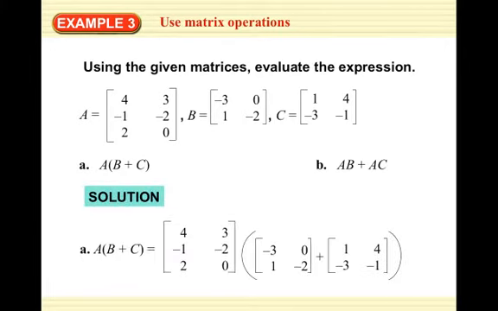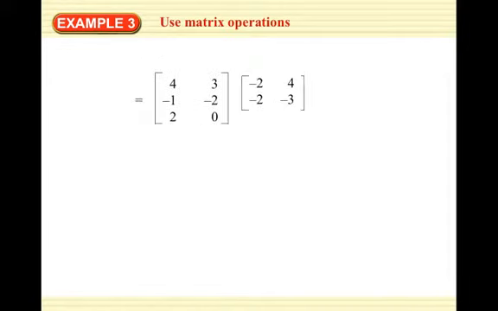So A times B plus C means we're going to do the matrix 4, negative 1, 2, 3, negative 2, 0 times the sum of negative 3, 0, 1, negative 2, plus 1, 4, negative 3, negative 1. Let's add first. Remember, you just do that element-wise. Negative 3 plus 1 is negative 2, 0 plus 4 is 4, 1 plus negative 3 is negative 2, and negative 2 plus negative 1 is negative 3. We don't need our parentheses any longer because we've done that addition. Now we just have multiplication.